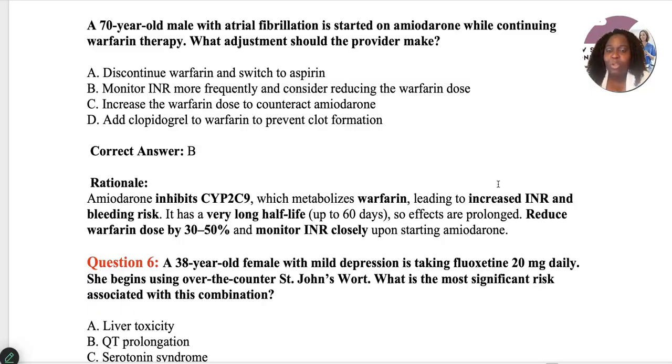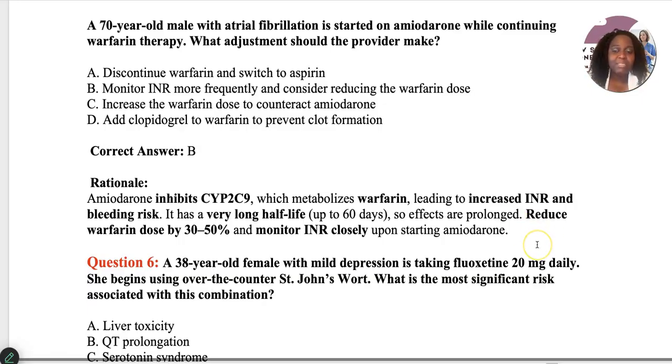Amiodarone is more like the father. The father is supposed to raise things up. So, it's going to raise things up when we mix those things with it. It is going to raise warfarin level up. Amiodarone is an inhibitor. What does it inhibit? The CYP2C9, which metabolizes warfarin, leading to increased INR and bleeding risk. It has a very long half-life, so effects are prolonged. Reduce warfarin dose by 30 to 50% and monitor INR closely upon starting amiodarone.